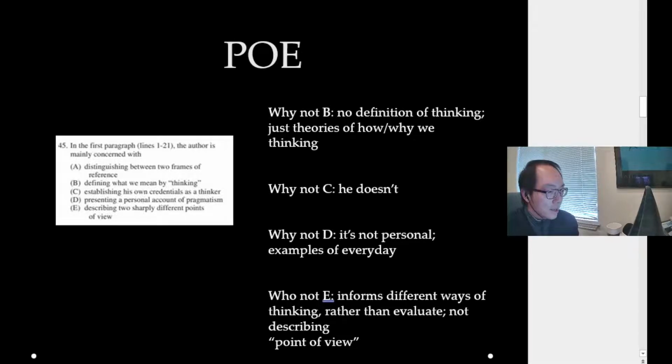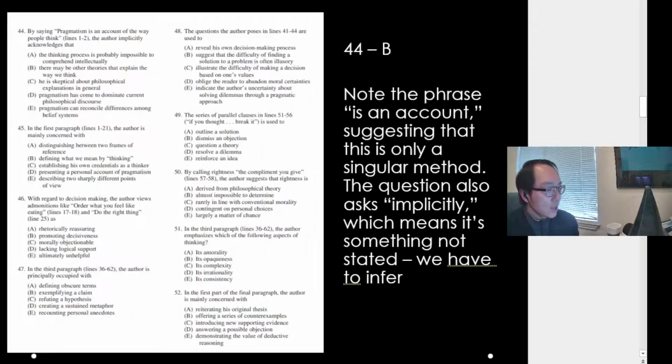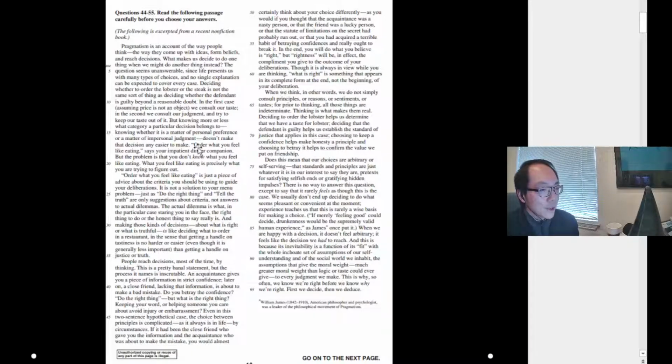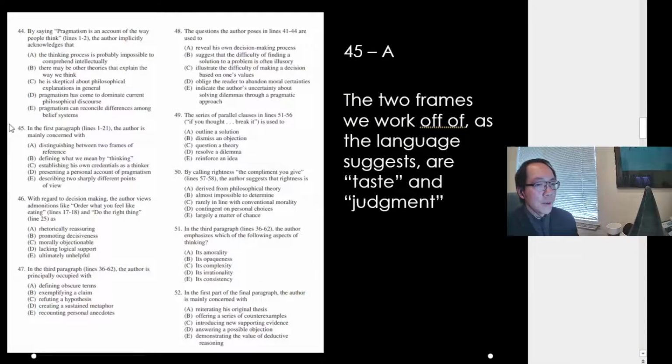So, A, distinguishing between two frames of reference. In this case, the author is talking about how there are usually two ways we approach things, right? One being the logical way of life, I guess, like price or nutrients or whatever. And then the other one is more of the subjective stuff, right? So if anything, the author is really talking about objective and subjective in decision making here. So it would be A, the two frames we work off of, as the language suggests: taste, judgment, subjective, objective, in that case.